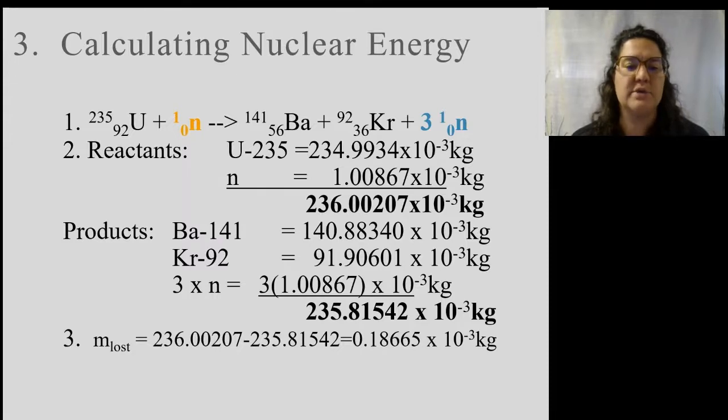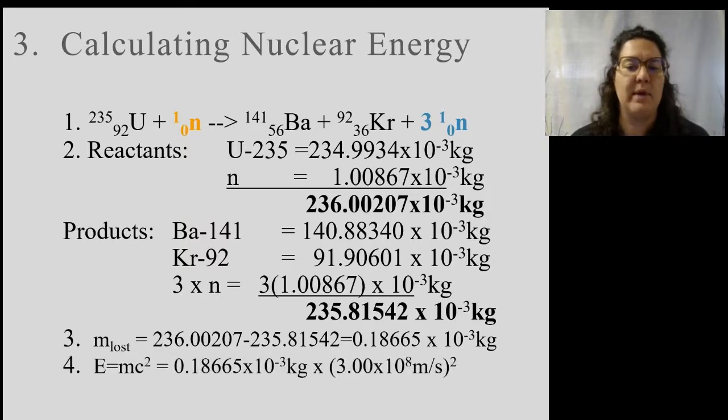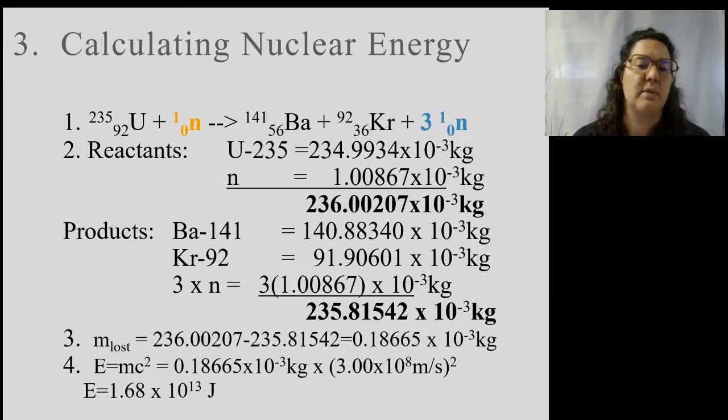Reactants minus products. So 236.0027, subtract 235.81542, and we have a total mass lost of our reactants of 0.18665 times 10 to the 3 kilograms. Now we can put this into our E equals mc squared, so we multiply that by the speed of light. And again, we want to keep all of our decimal places. And we end up with a total mass energy of 1.68 times 10 to the 13 joules in the decomposition of 1 mole of uranium. So a massive amount of energy is produced.